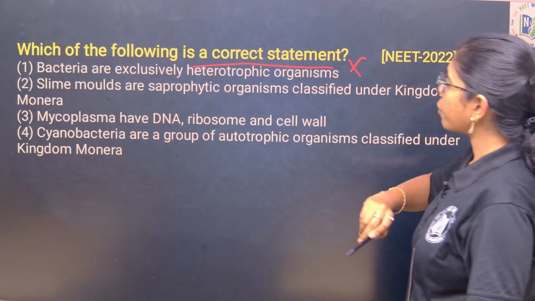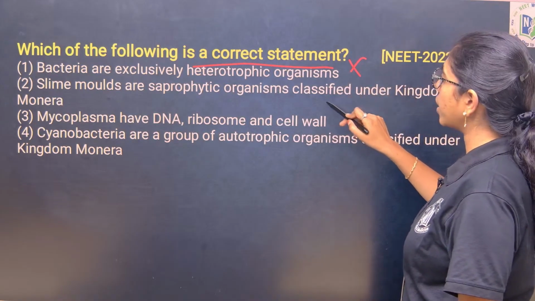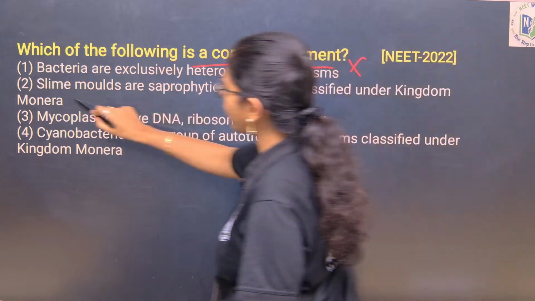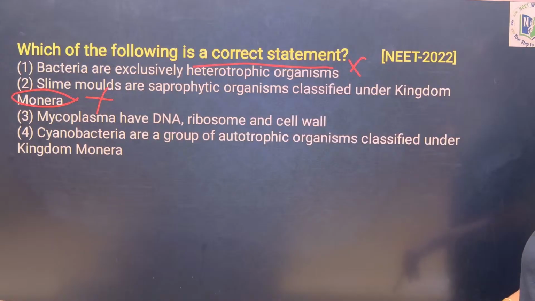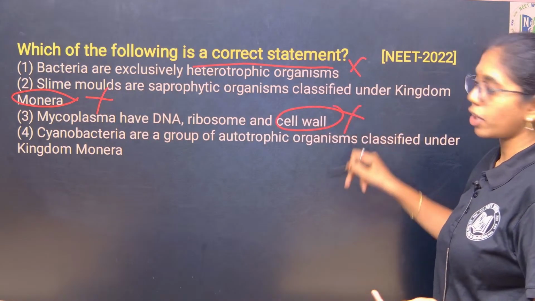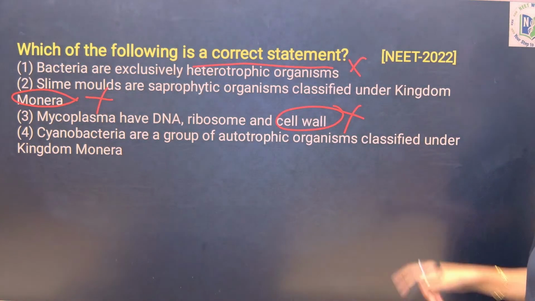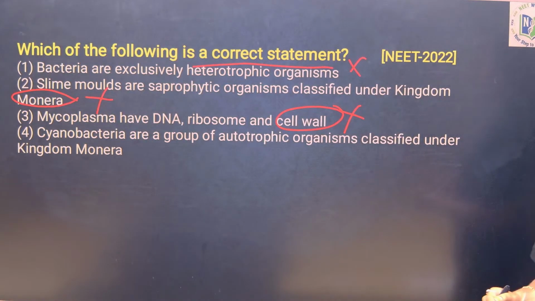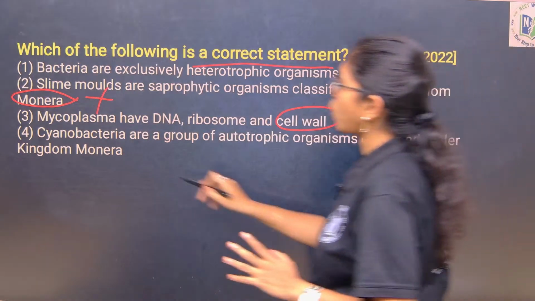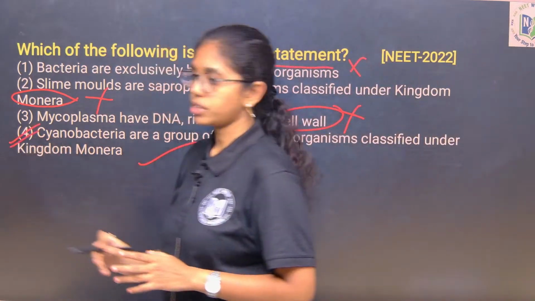Slime molds are saprophytic organisms classified under the kingdom Monera. Wrong. They are classified under the kingdom Protista. Mycoplasma has DNA, ribosome and cell wall. Cell wall is absent in the mycoplasma because it is primitive bacteria. Next, cyanobacteria are a group of autotrophic organisms classified under the kingdom Monera. Option 4 will be the right answer.